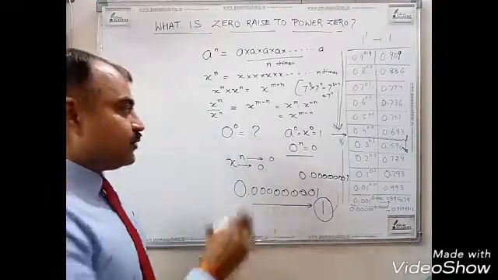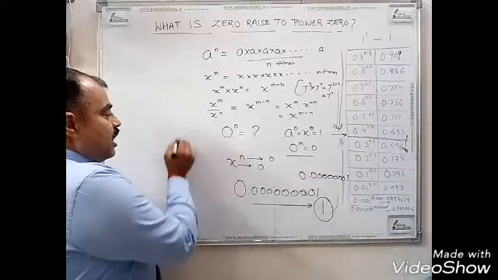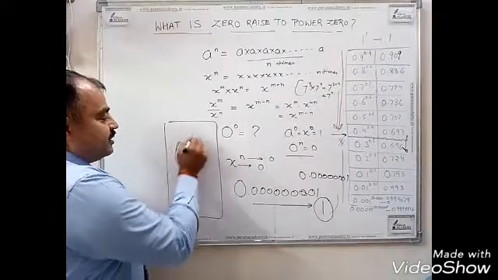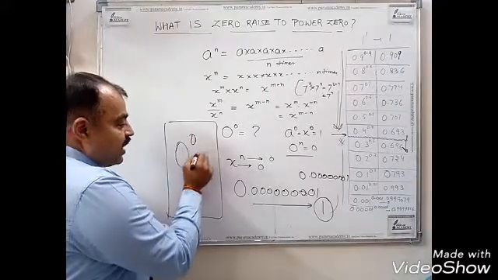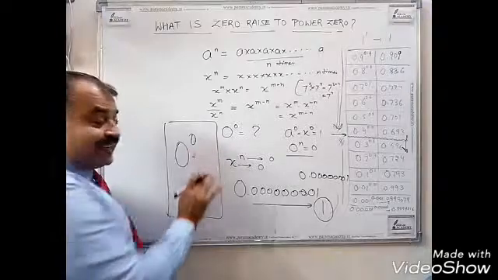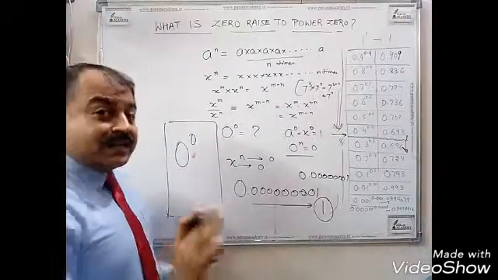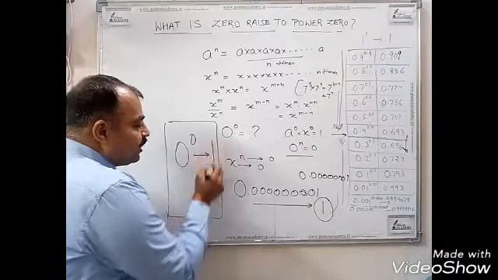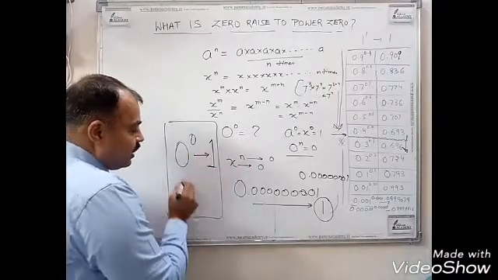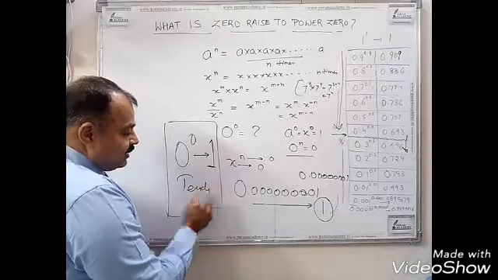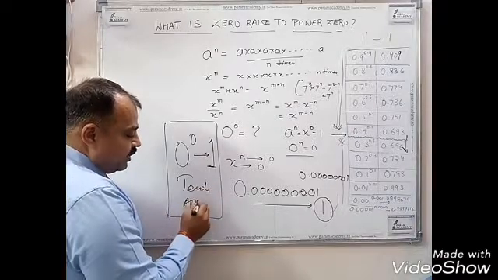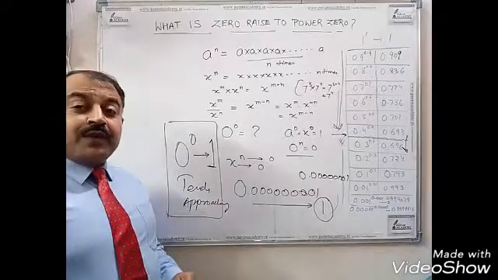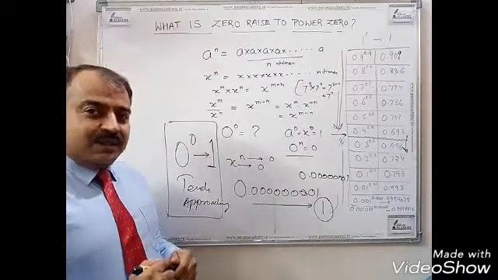So our answer for 0 raised to power 0, my dear friends, is that it approaches 1. I am not saying it is 1 in exact mathematics, it is not. It is moving towards 1. It is approaching towards 1. So we use the word tends or approaching towards 1, and from there the concept of limits starts.